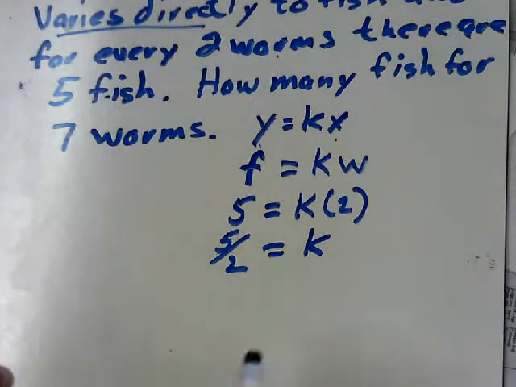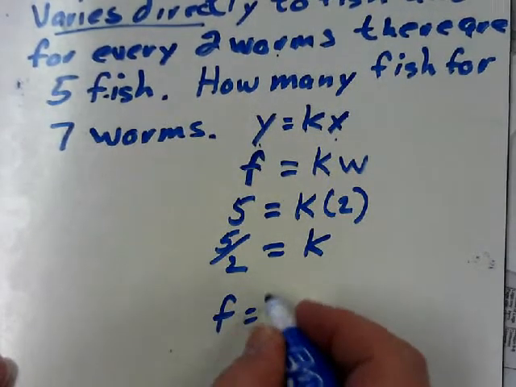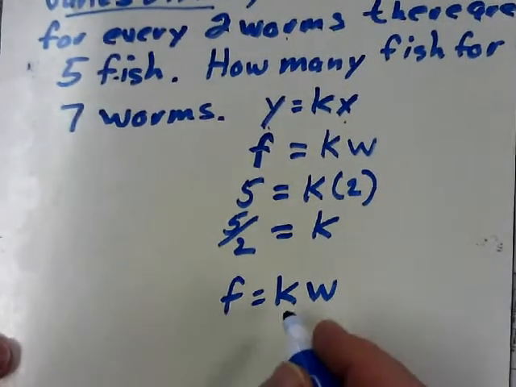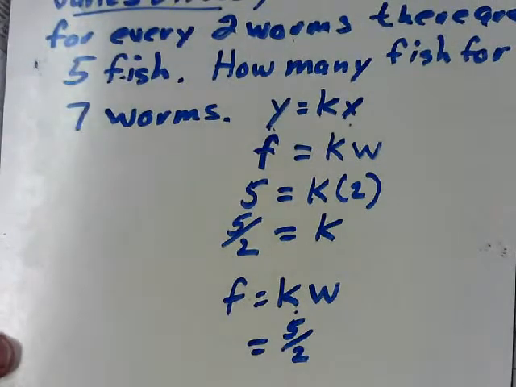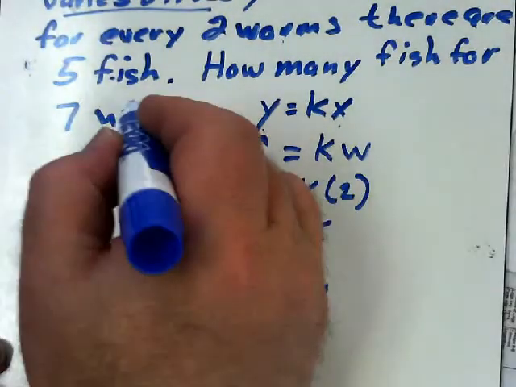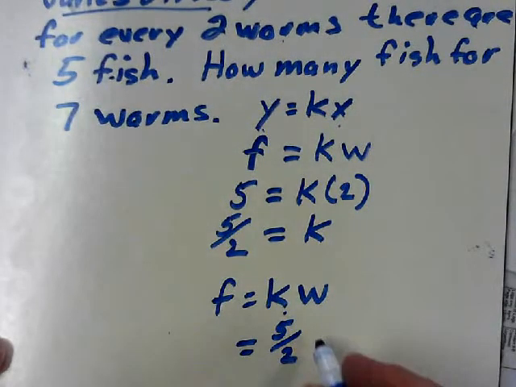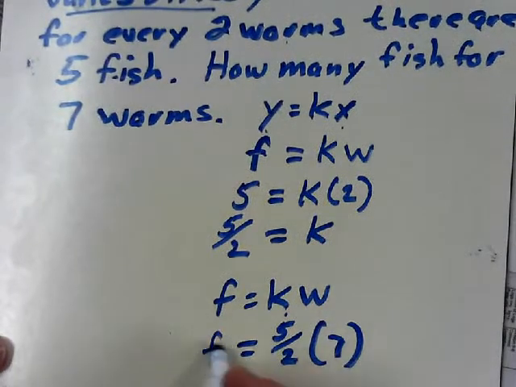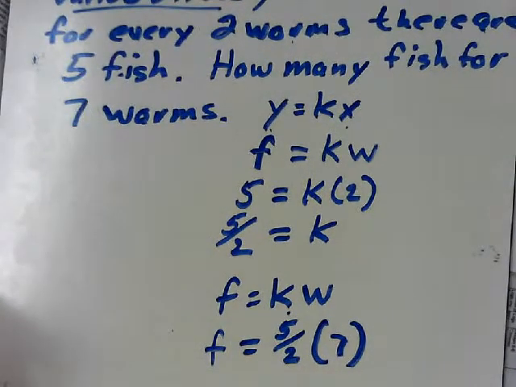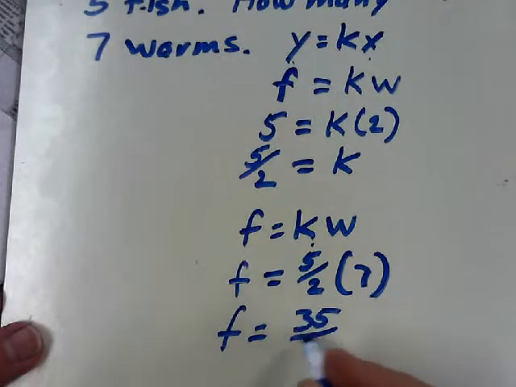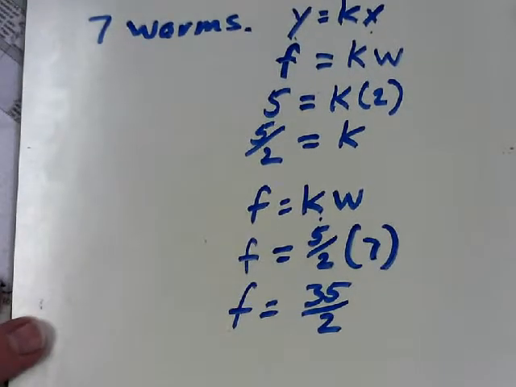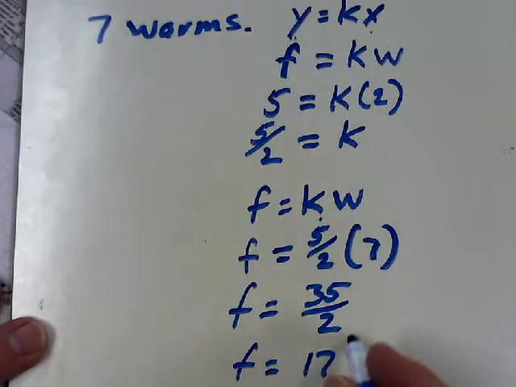Using the same formula again, F equals KW. Right now I know what the K is, don't I? Which is 5 over 2. And what else do I know from the problem? I know the number of worms, don't I? Which is 7. The new data says 7 worms. So how many fish do I have? About 35 over 2, which means I'd have like 17 and a half fish.